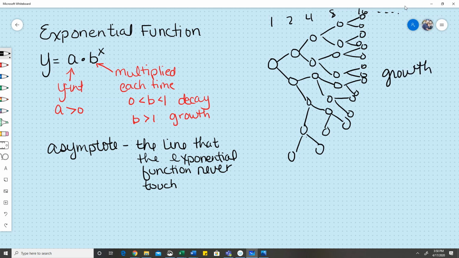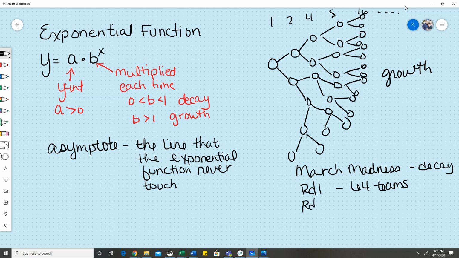An example of exponential decay would be March Madness. That basketball season in March where we start out in round 1 with 64 teams. And then at the end of round 1, half of those teams have been knocked out. So now with round 2, we have 32 teams.